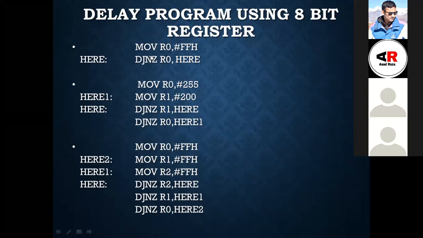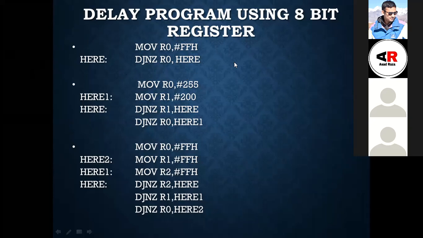Said 255. Yes, very good. So this is 255 in decimal. Please give attention, otherwise this will create an ambiguity. Now see, in the first iteration, MOV R0, #FFH.